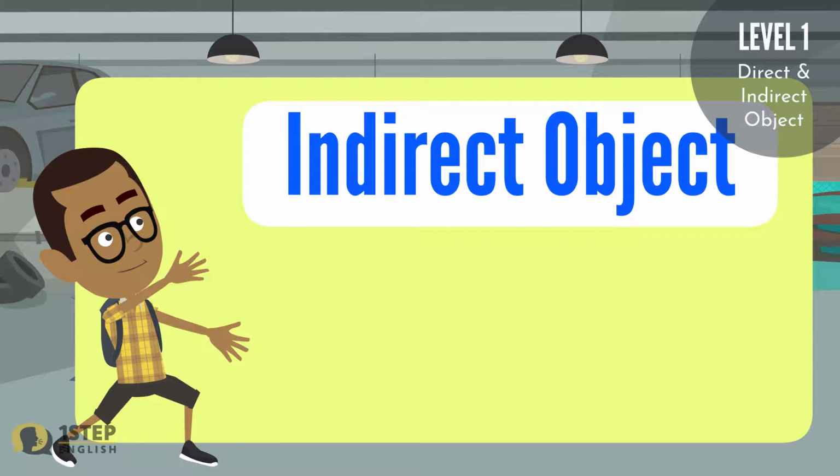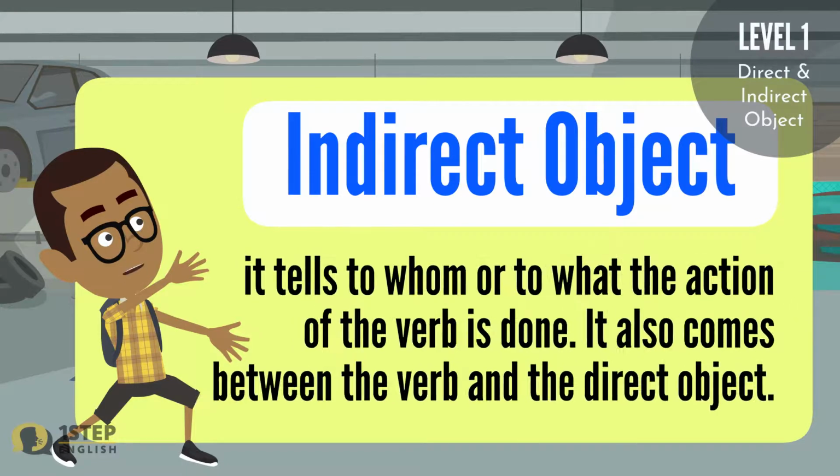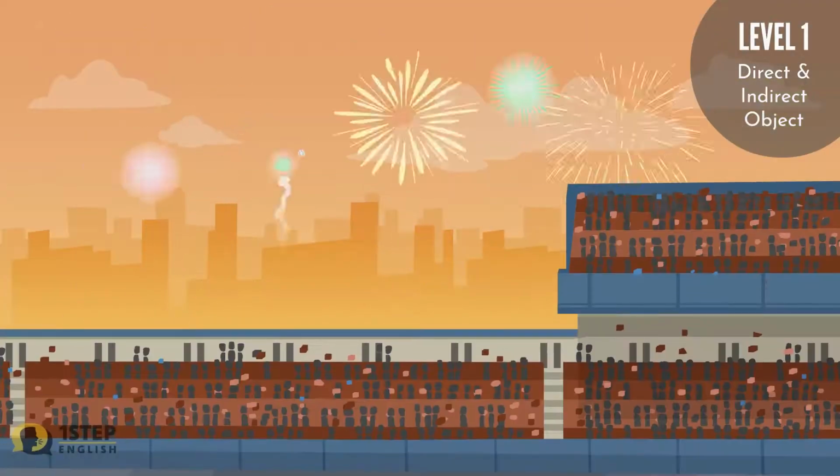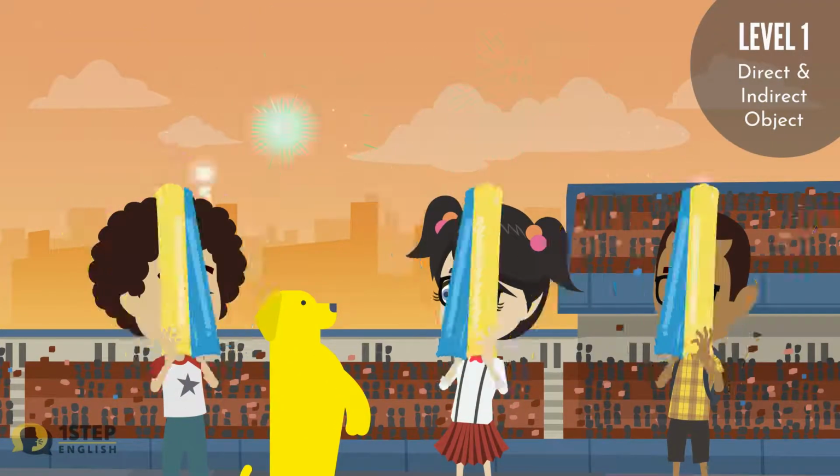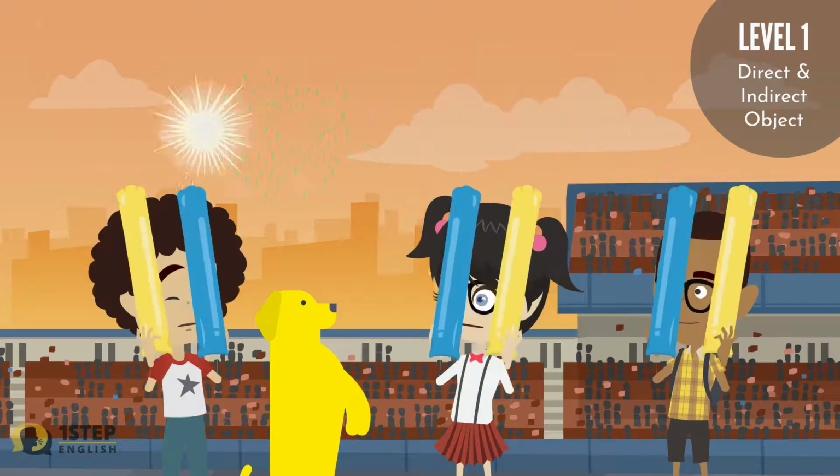Indirect object. It tells to whom or to what the action of the verb is done. It also comes between the verb and the direct object. Here are some examples of indirect object.